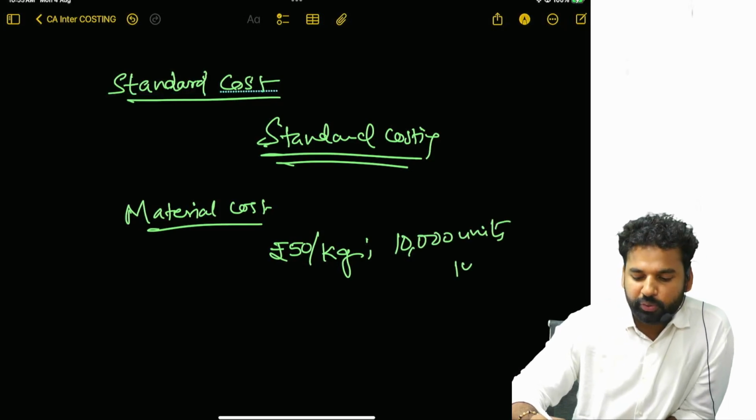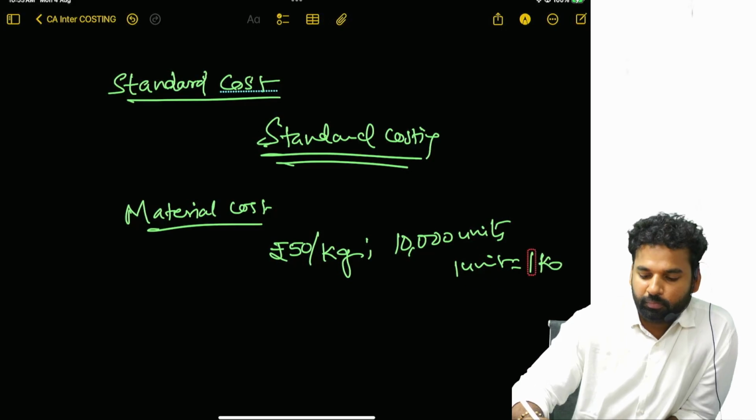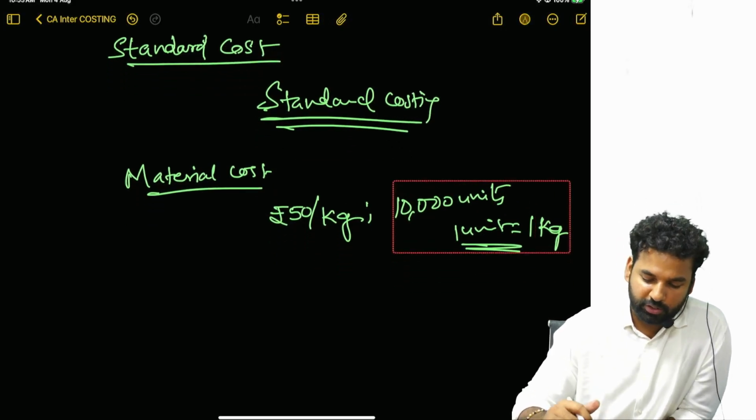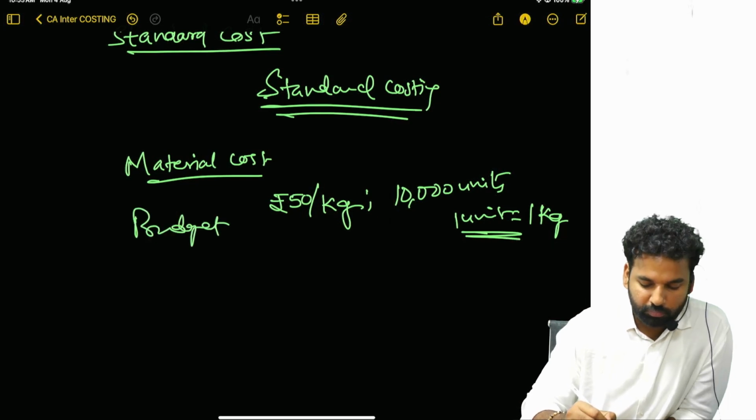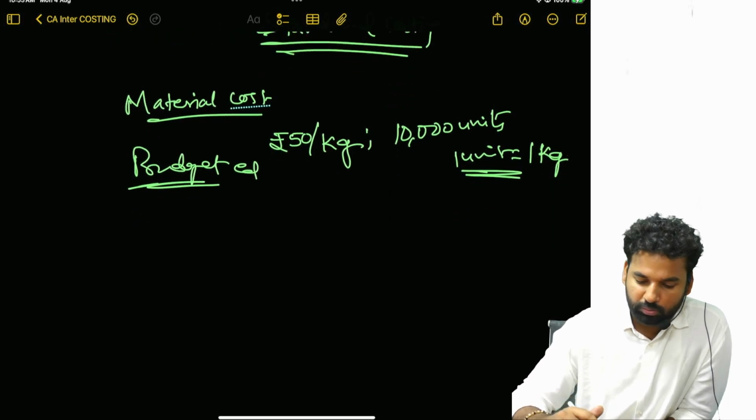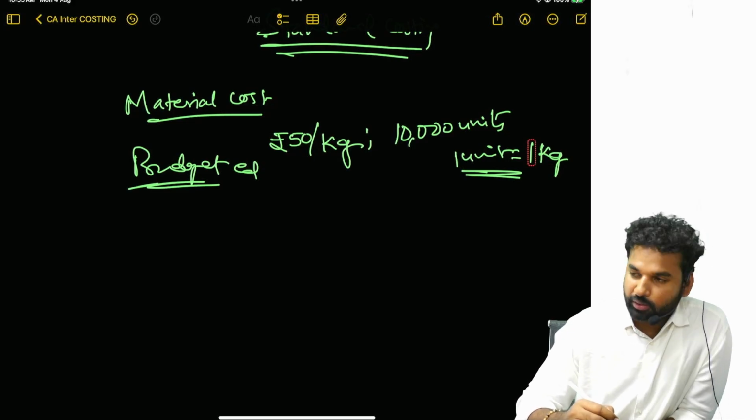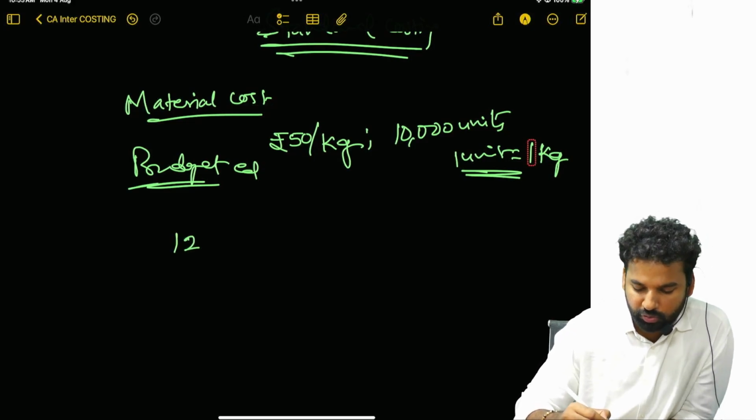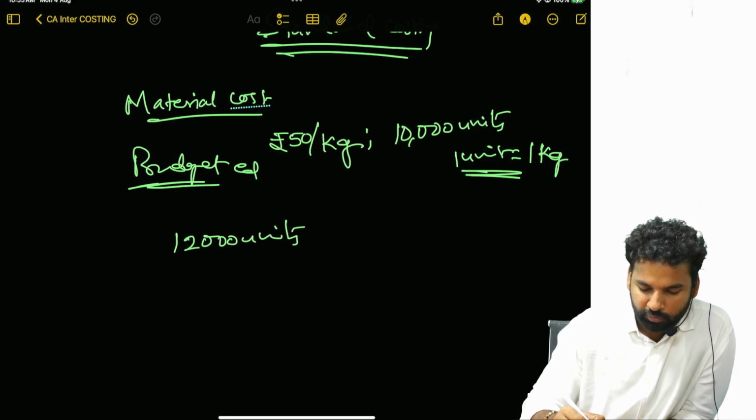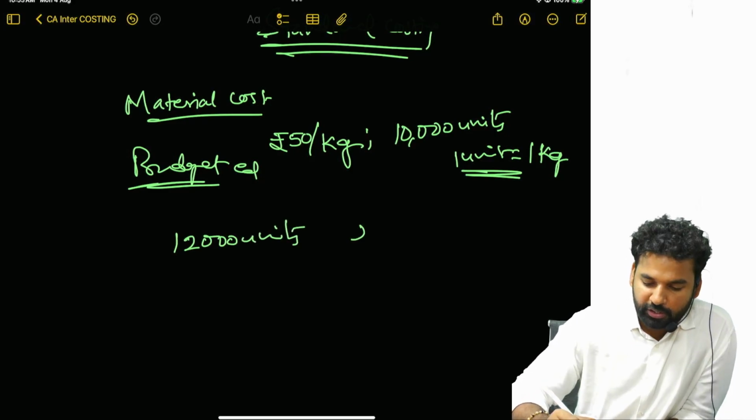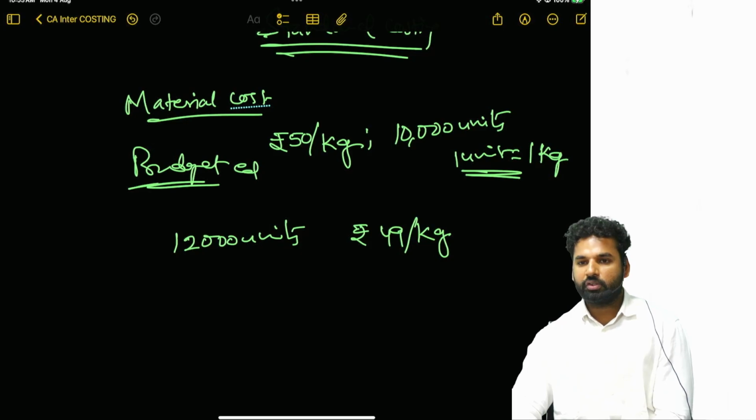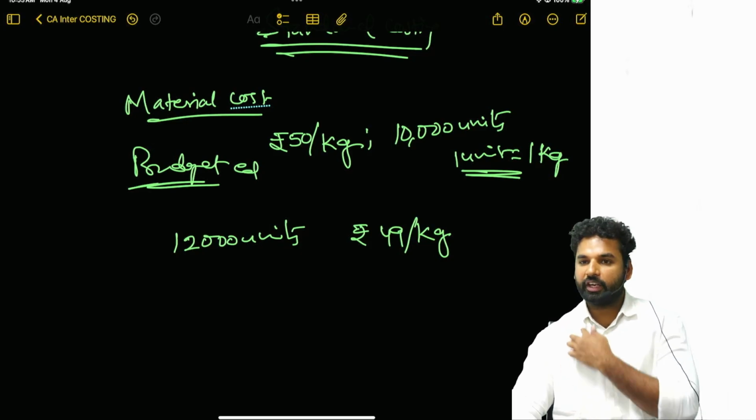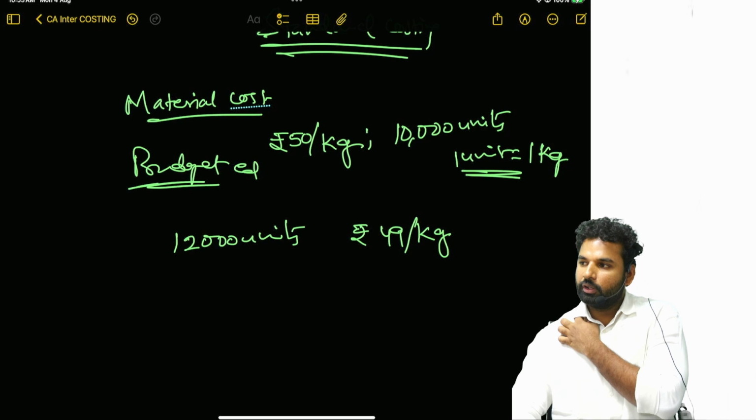10,000 units. Okay, 1 unit is equal to 1 kg. So this is the budget. Now, in a year after the production, you have produced 12,000 units at rupees 49 per kg. So is there any variance in this? Variance is there or not?